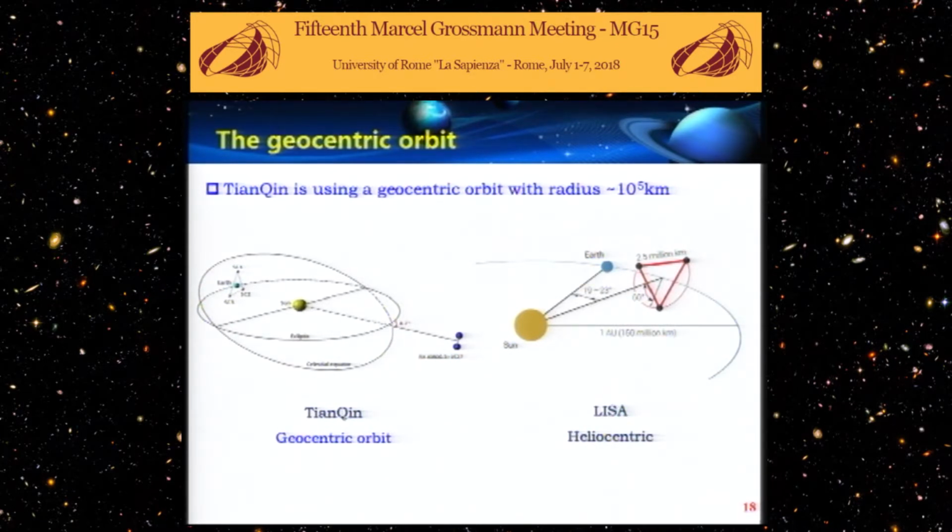So this is a comparison between our TianQin and LISA. This is LISA. So this is the arm length. And the arm length in our system is 170,000 kilometers, and not 2.5 million kilometers. Here is the geocentric orbit. You see, these 3 satellites go around the Earth, about 100,000 kilometers away from our Earth, and this is a geocentric orbit. Here is another one.